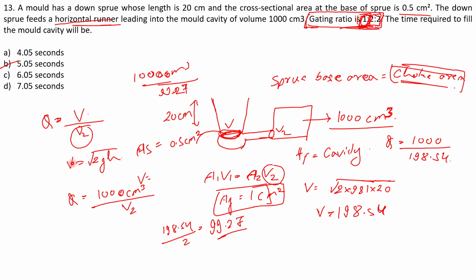So according to the top gating system, when we are talking about a top gating system, the velocity of the molten metal into that casting will be root of 2gh. So we can easily calculate the velocity of the molten metal into the system, because we have g as 981 centimeter per second square and h is given as 20 centimeter, sprue whose length is 20 centimeter. So we can easily calculate the V, and after calculating the V, we can just put it into Q equal to V upon V2. So we will get the answer.